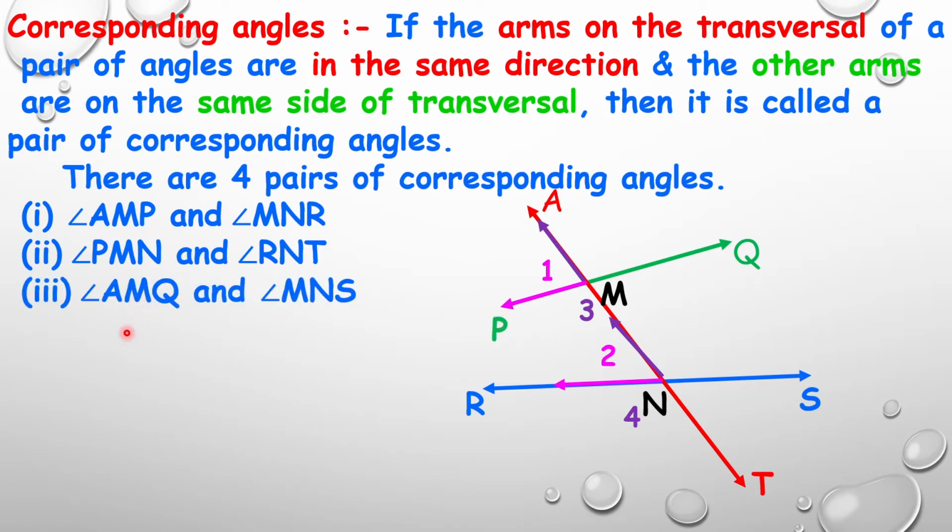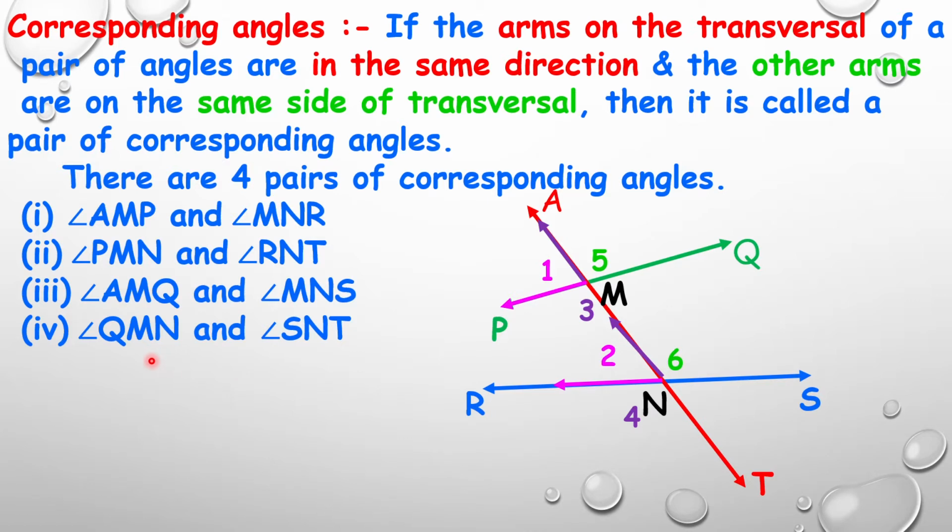Third pair is angle AMQ and angle MNS. In figure, angle AMQ shows by number 5 and angle MNS shows by number 6. So this 5 and 6 is a third pair of corresponding angle.